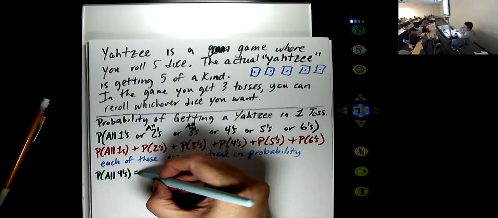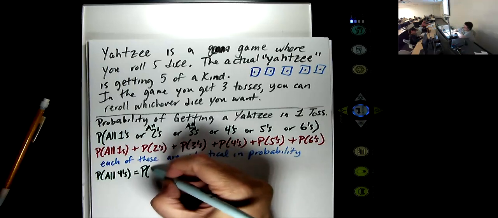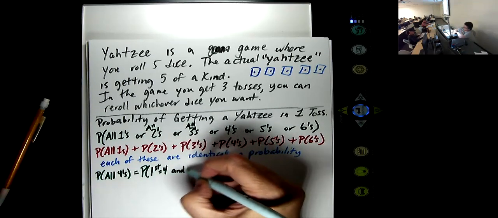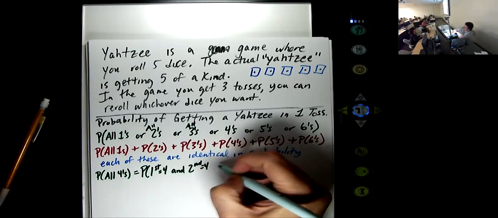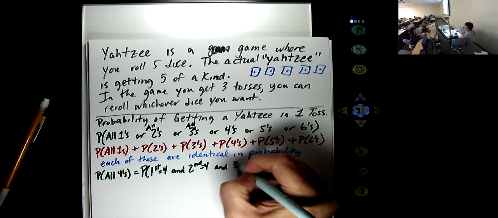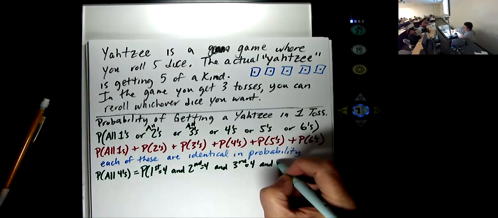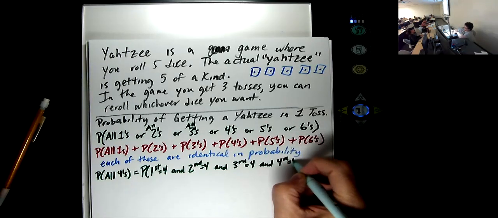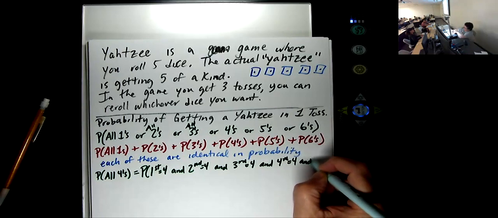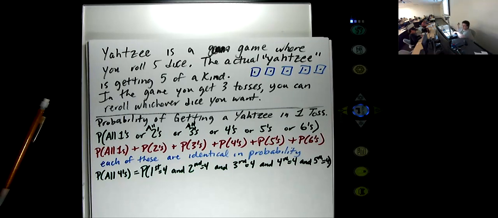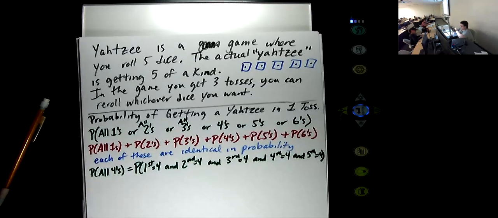Let's look at the probability of getting all 4s. That's the same as the probability of the first equaling a 4 and second equaling a 4 and third equaling a 4 and fourth equaling a 4 and fifth equaling 4. That was a tight squeeze with my big marker.